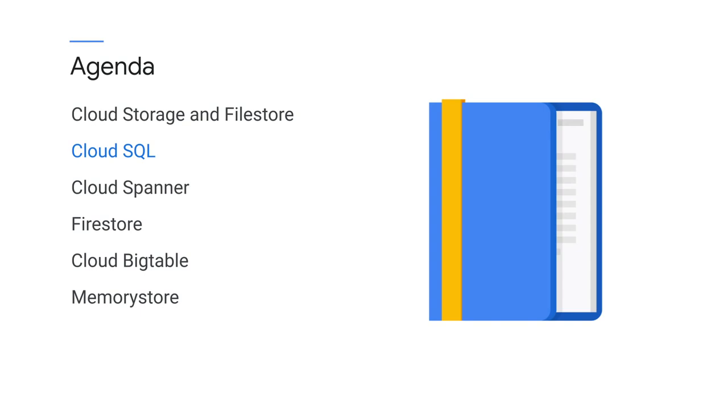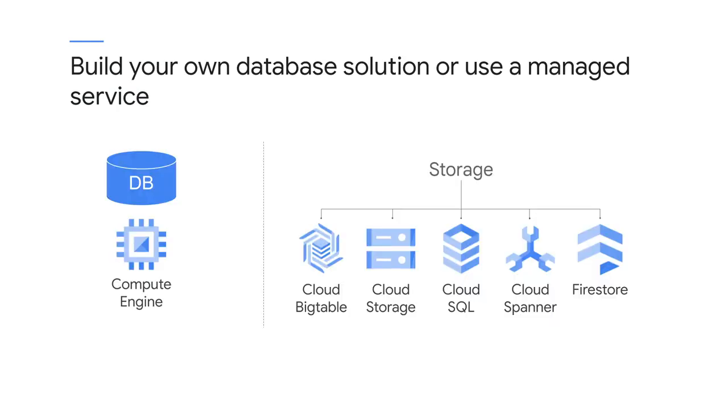Let's dive into our structured or relational database services. First up is Cloud SQL. Why would you use a Google Cloud service for SQL when you could just install a SQL Server application image on a VM using Compute Engine? The question really is, should you build your own database solution or use a managed service? There are benefits to using a managed service, so let's learn about why you would choose Cloud SQL as a managed service inside Google Cloud.